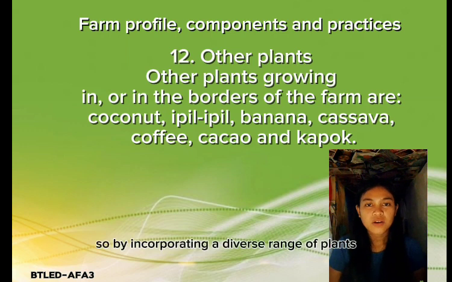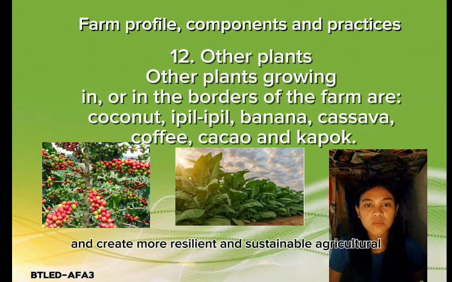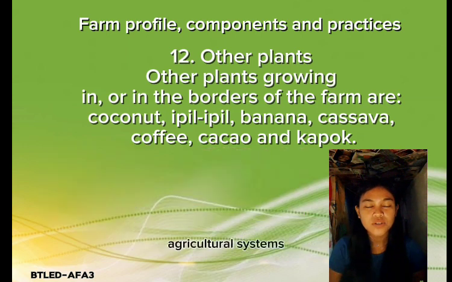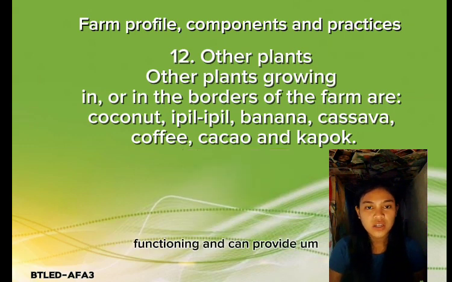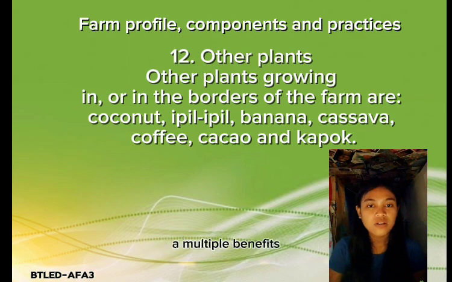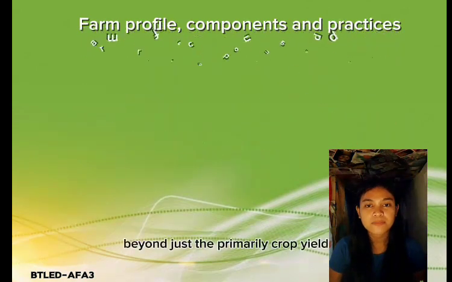By incorporating a diverse range of plants like this into the farm landscape, farmers can enhance biodiversity. It can also improve soil health and create more resilient and sustainable agricultural systems. Each plant contributes to the overall ecosystem functioning and can provide multiple benefits beyond just the primary crop yield.